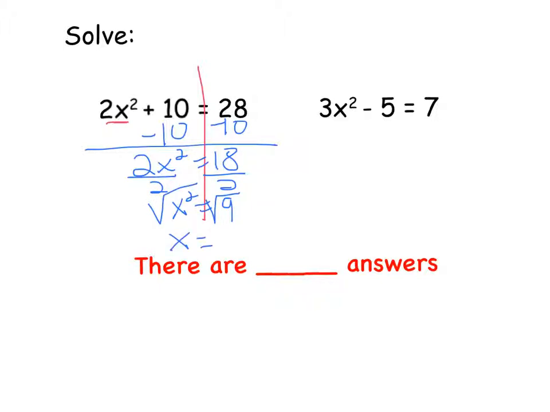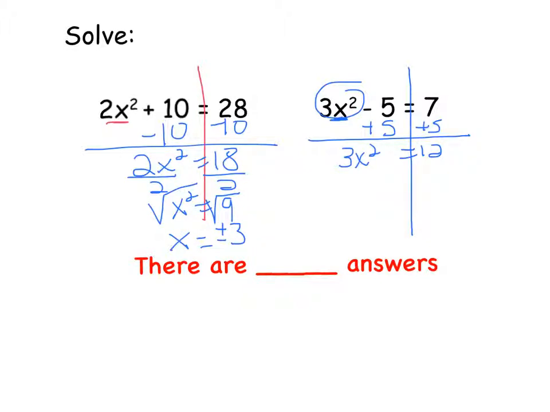X equals, now because we don't know the context, we put the radical symbol in, we have to have both the positive and the negative answer. So I'm going to draw my line separating the sides. I want x squared by itself, so I have to get rid of this minus 5 by adding 5. If we do it to one side, we have to do it to the other. So 7 plus 5 is 12. I'm going to bring this down. So 3x squared. It's multiplied, so we divide. So now I have x squared equals 4. It's squared, so I'm going to take the square root. So x equals positive and negative 2.